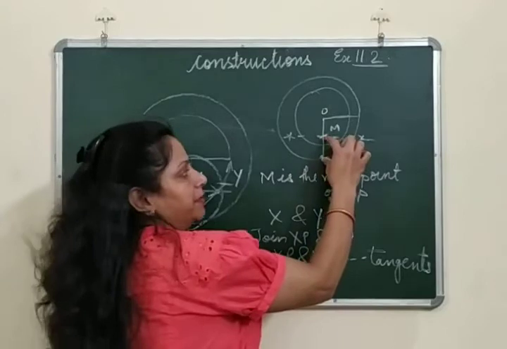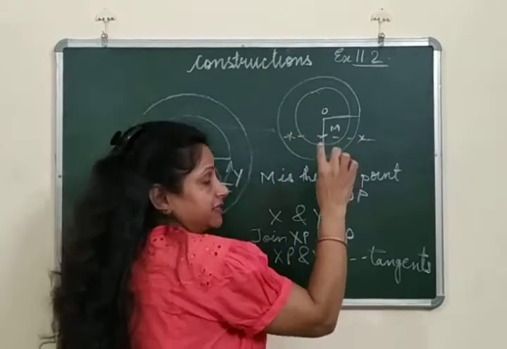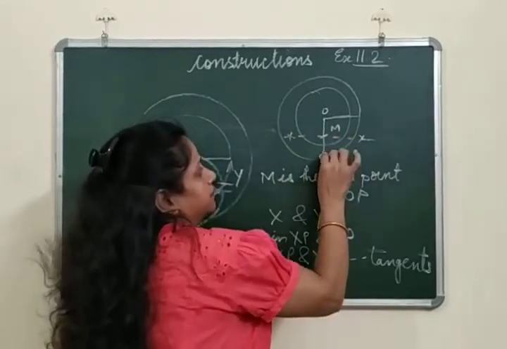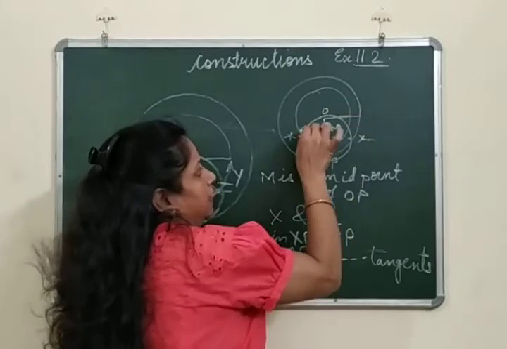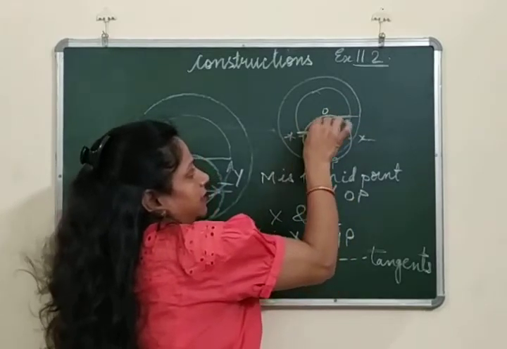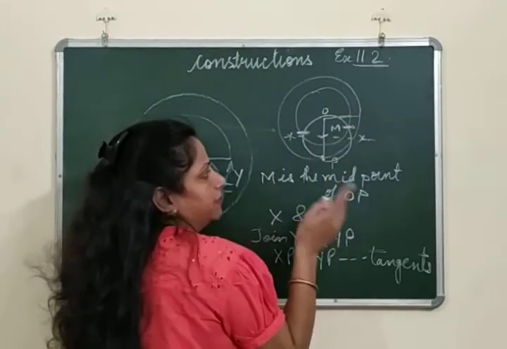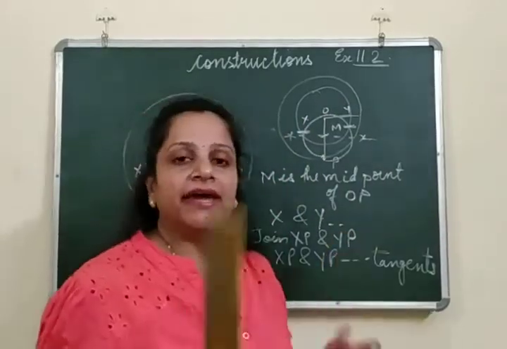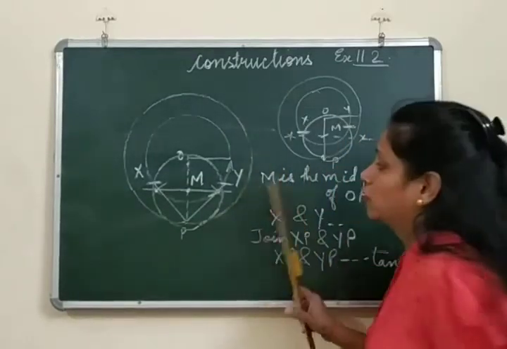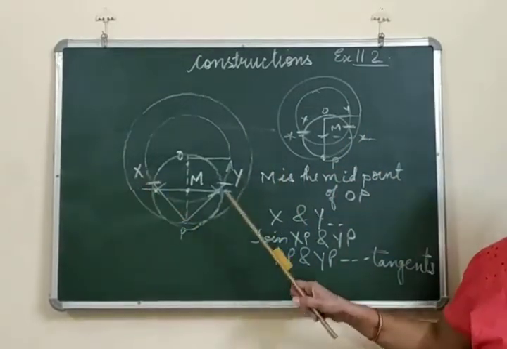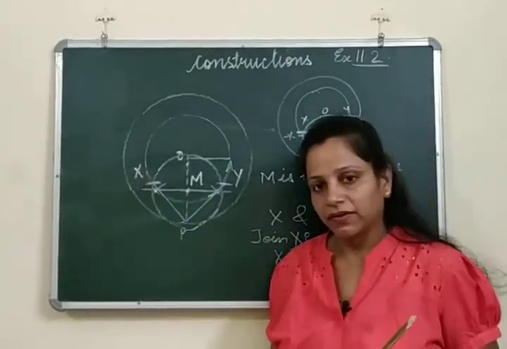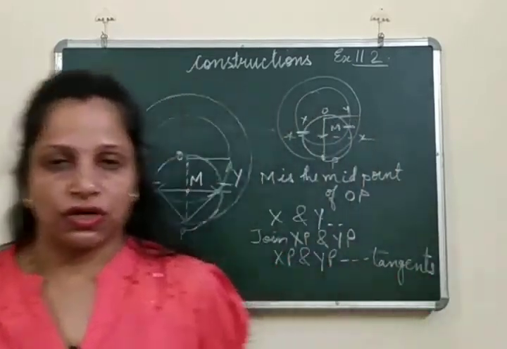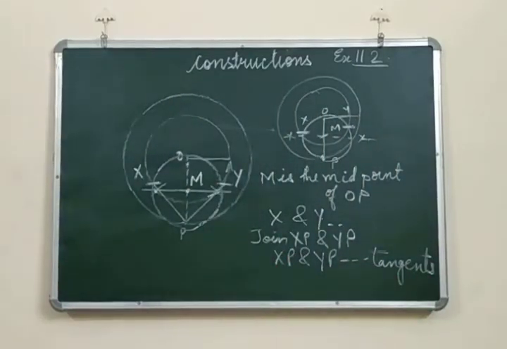अब MP as radius and M as center एक और सर्कल बना दीजिए. That circle will cut the original circle of 4 centimeters at 2 points. Name them X and Y, और XP और YP को join कर दीजिए. XP and YP you have joined. Right? So this is all about the construction for question number 2.